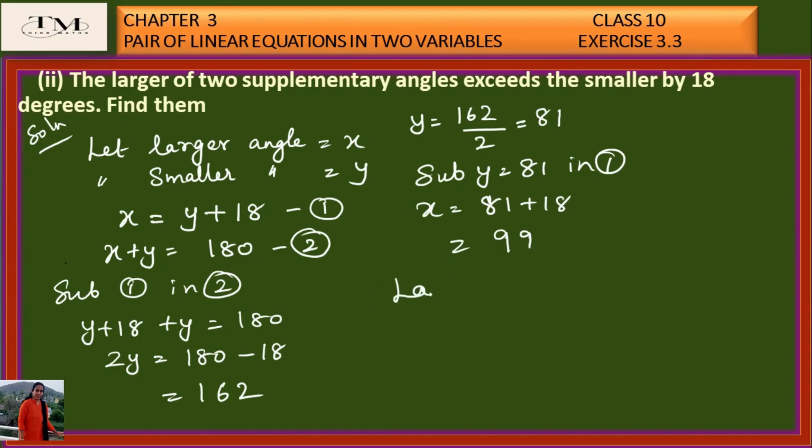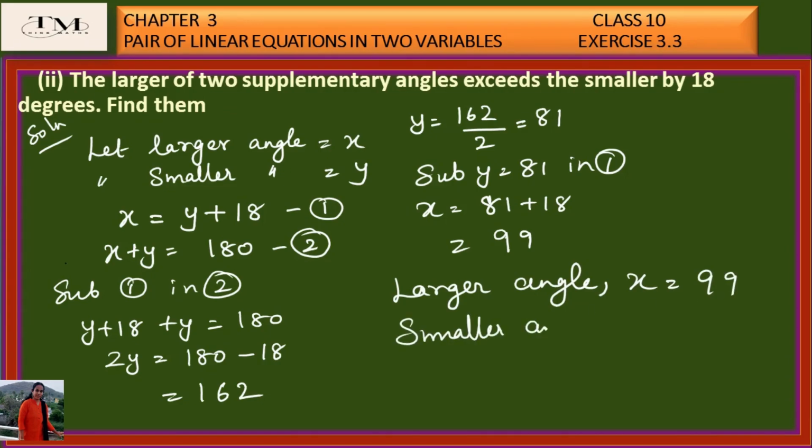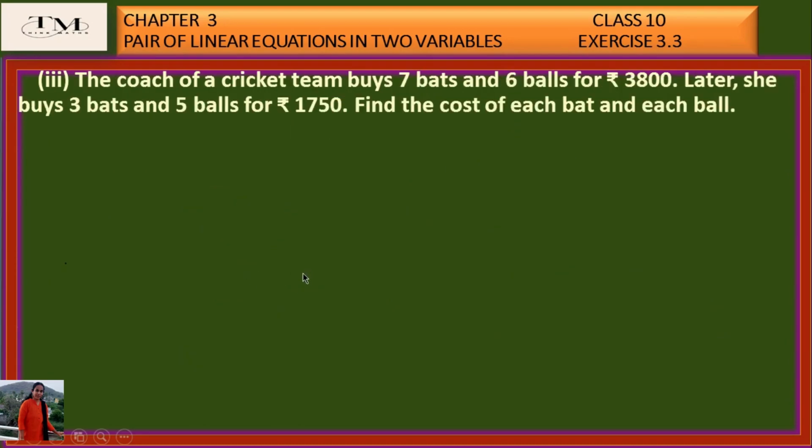So the larger angle x is equal to 99, the smaller angle y is equal to 81. So this is the solution. Okay, this is an easy problem. So let us go to the next problem.